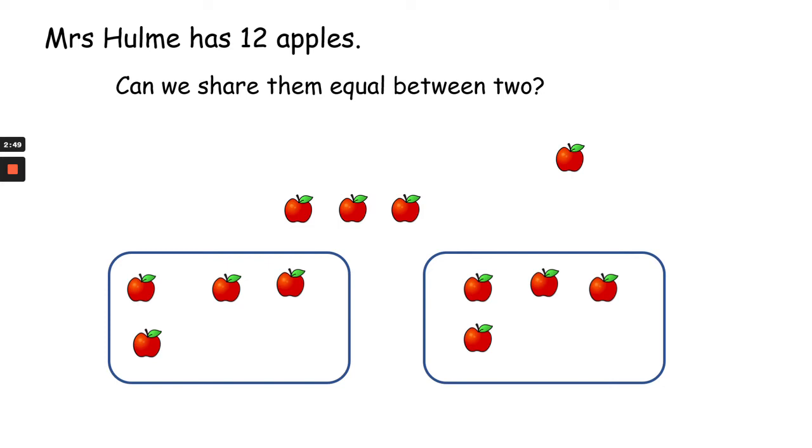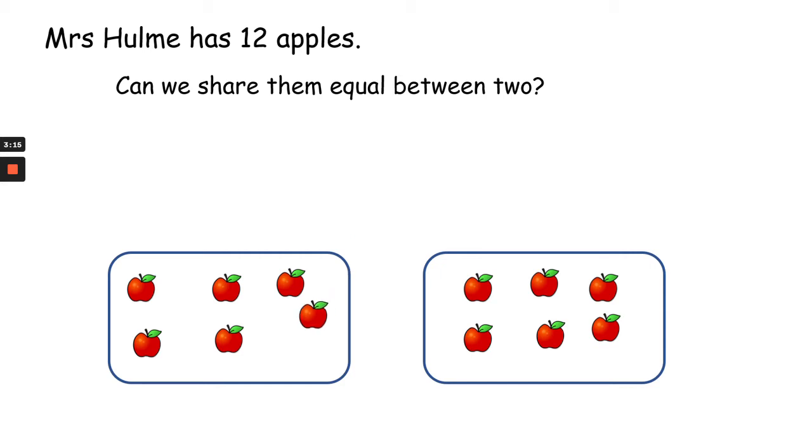What about now? I've got equal groups now. So 12 divided by 2 is 4. Am I right? Can I stop there? No. Well done if you spotted that. No, because I've still got some apples left. And I've still got enough apples to share. Let's keep sharing them. I have still got 2 more apples left. And I have 2 boxes so I can carry on sharing them equally.